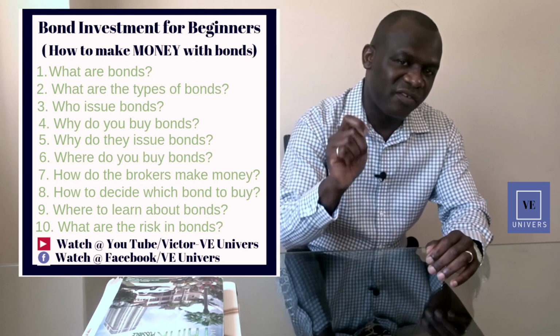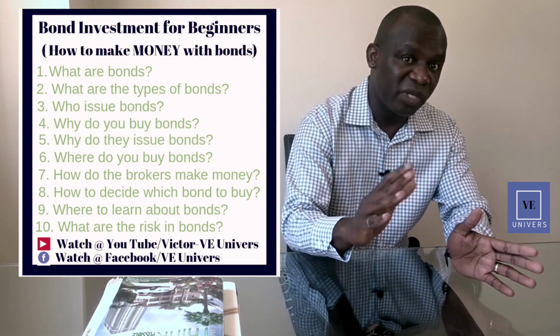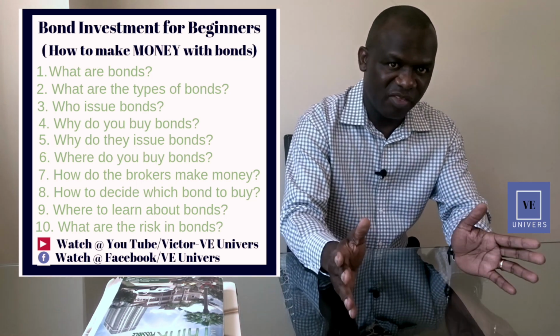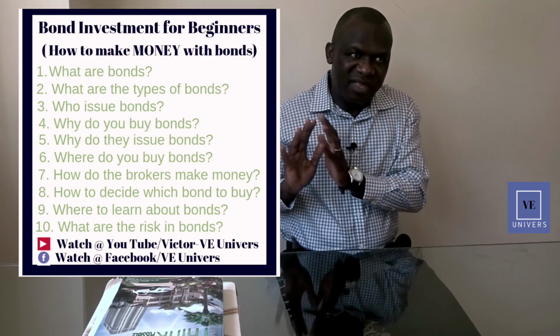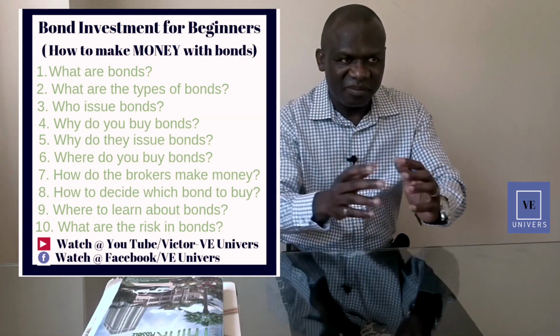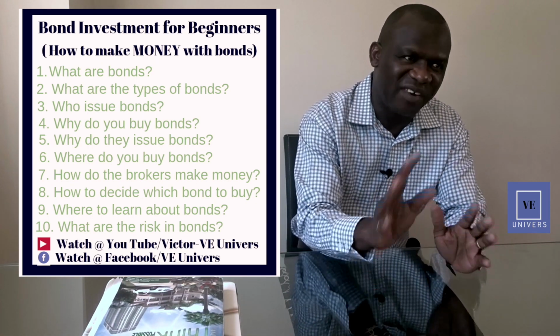Once you pay that flat rate once, the deal is now between the issuer and the investor. The bank or the broker will take themselves completely out. So that's how they make money, flat rate.